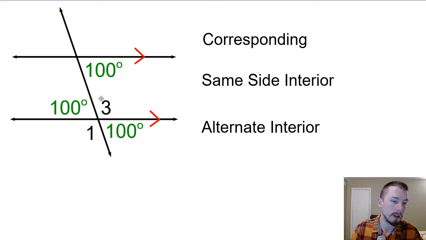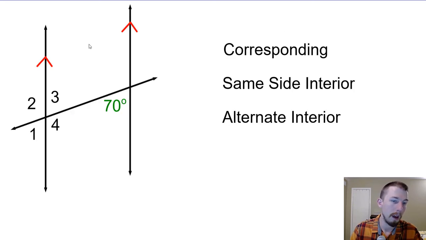And then the same side interior would be the 3, which is going to be supplementary. So same side supplementary. The supplement of 100 would be 80. Then the other angle missing here would be 80 as well, and you could fill in that would be 100. Those two would be 80 as well. All right, so now we're doing the same thing, but now it's vertical parallel lines, so it might throw you off a little bit.